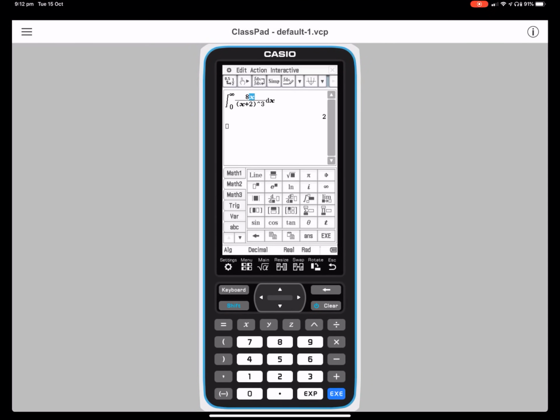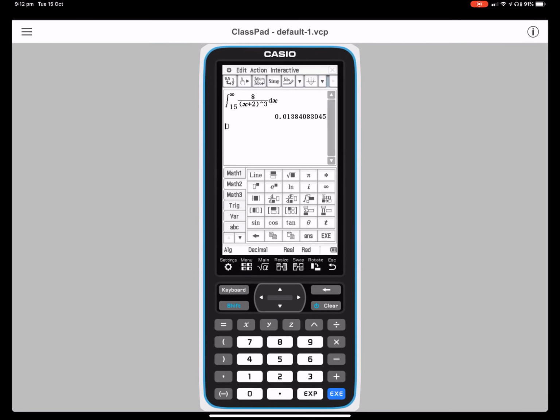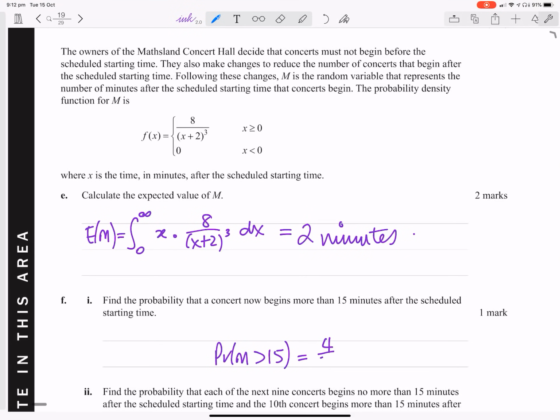This is such a waste of time. So we go from 15 to infinity, get rid of the x. Probability that M is greater than 15. Okay, this is bad. Why is it giving me a decimal? 4 on 289, because your calculator is in decimals.